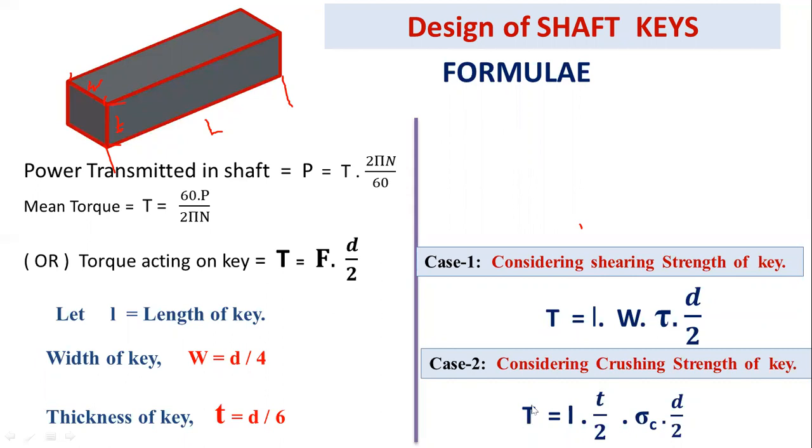Here also you have to substitute the value of mean torque, length of the key, thickness of the key, and the diameter of the shaft. After substituting these values, you can get the value of crushing stress. Sigma C is the crushing stress induced in the key material.